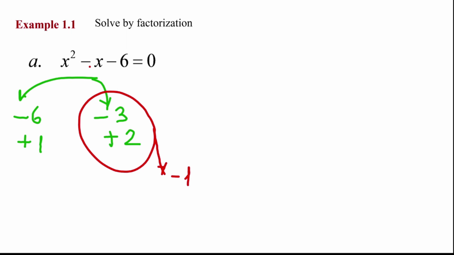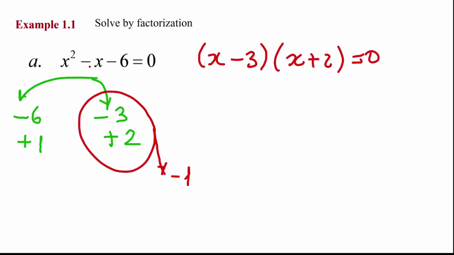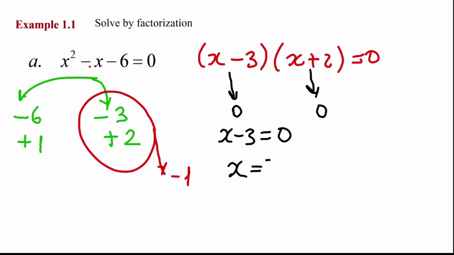Okay? Here, dear students, how can we factorize (x - 3) times (x + 2) is 0. If the product of two terms is 0, there are two different options. What are they then? First one could be 0, second one could be 0. If the first one is 0, x - 3 is 0, x is 3, right? x + 2 is 0, x is -2, okay?